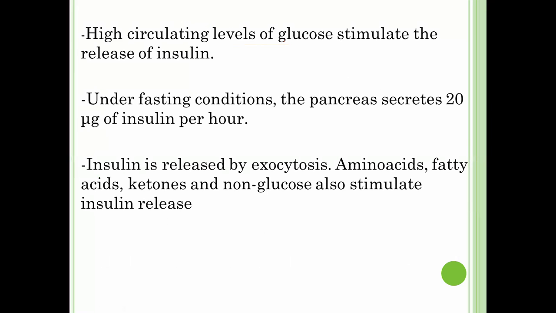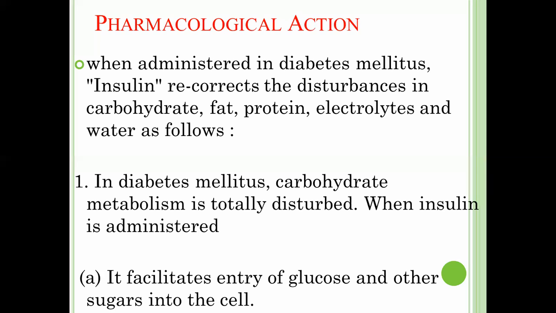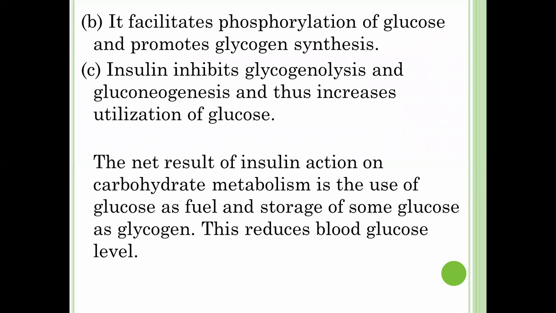So the disturbance is first corrected by insulin. It facilitates the entry of glucose and other sugars into the cell. Other sugars means maltose, lactose, fructose, sucrose. It facilitates their entry into the cell. The next point, it facilitates phosphorylation of glucose and promotes glycogen synthesis.